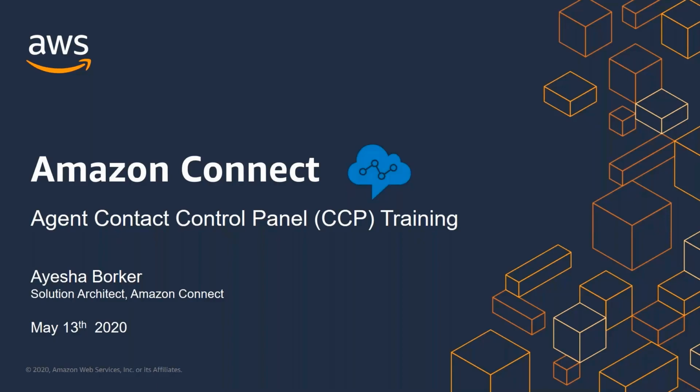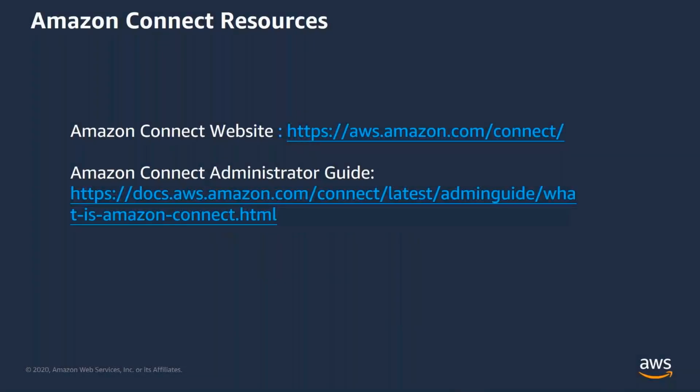Amazon Connect is an easy-to-use, omni-channel cloud-based contact center. For those who are new to Amazon Connect, you can learn more by accessing these resources shown here on the screen, which, by the way, are also mentioned in the description section of this video.